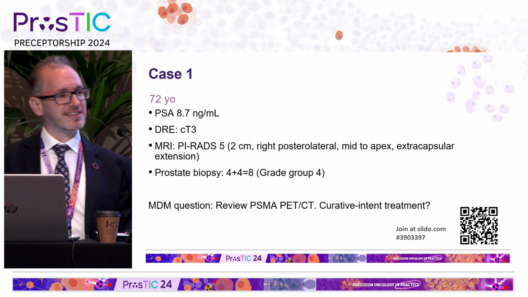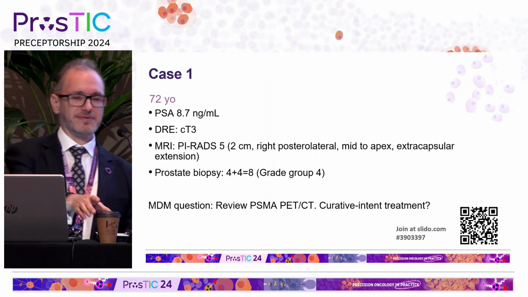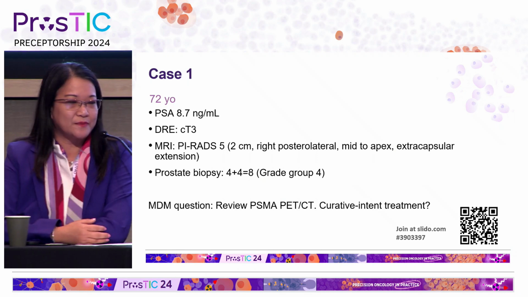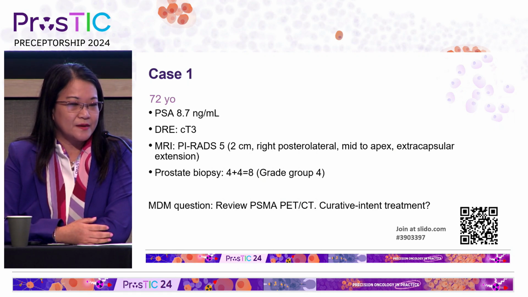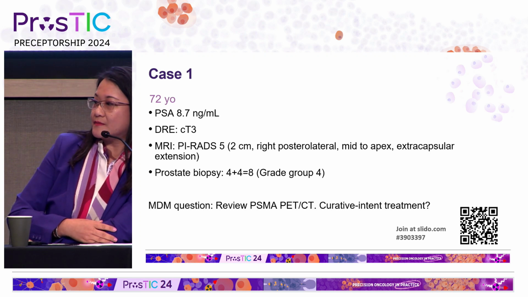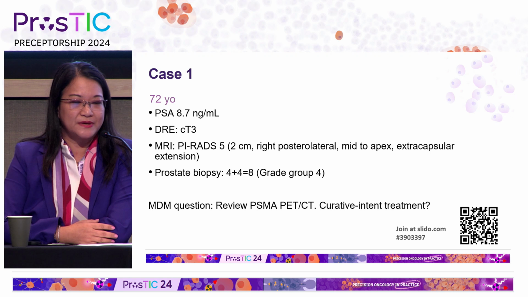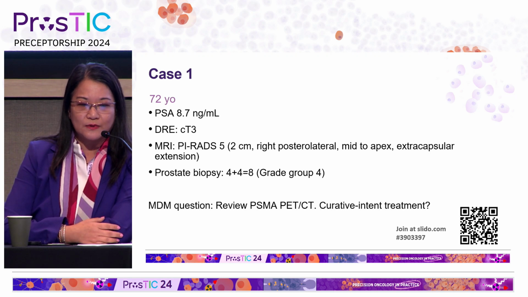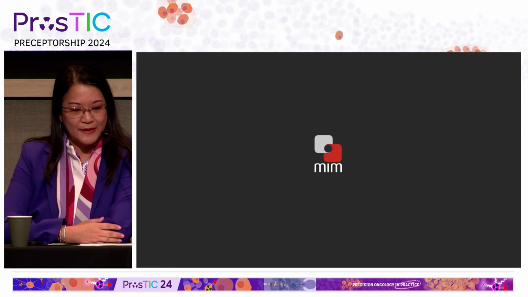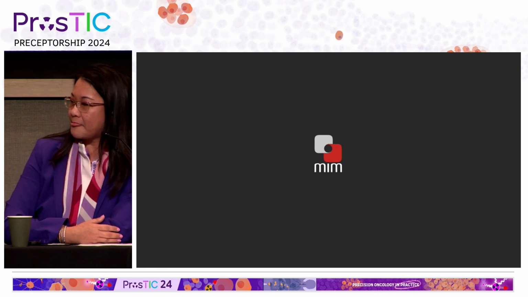So case number one, as you guys can see, is a 72-year-old chap with a PSA of 8.7. The DRE and MRI results are there, and the prostate biopsy showed a grade group 4 lesion. So firstly, James, can we have a look at the PSMA PET CT, and then we'll throw it across to one of our panelists to see what we do next.